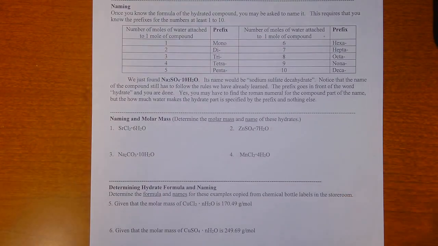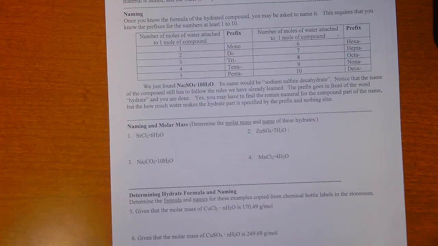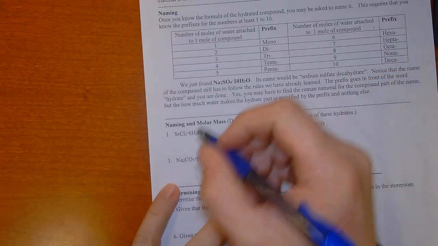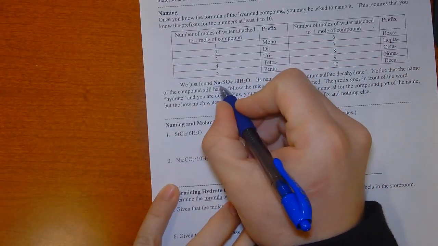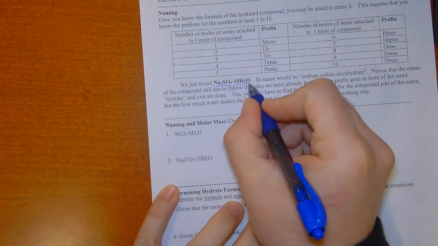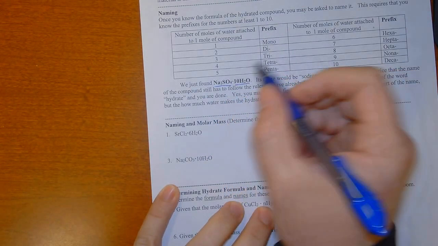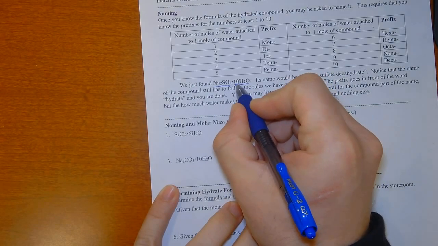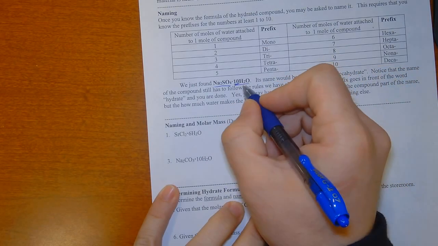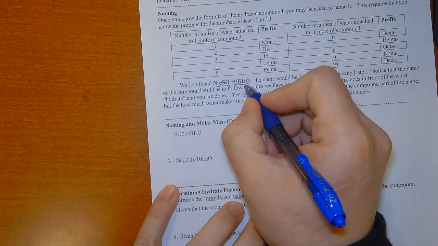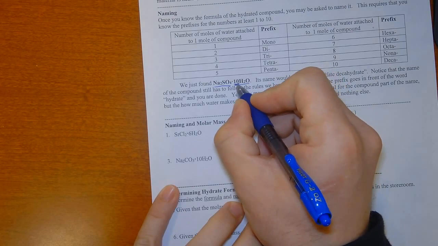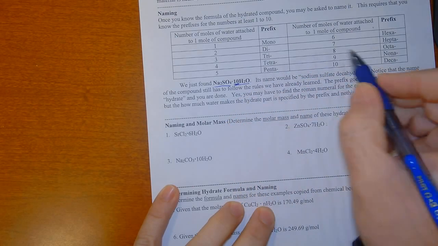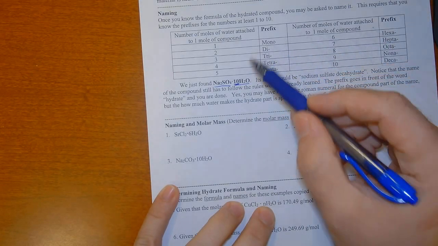So here we go. What a hydrate is really just a salt, like you see here, with water trapped inside of it. Here's our salt and here's our water, and this 10 is the amount of moles trapped inside of this water. We write that 10 from our prefixes that you see up here.